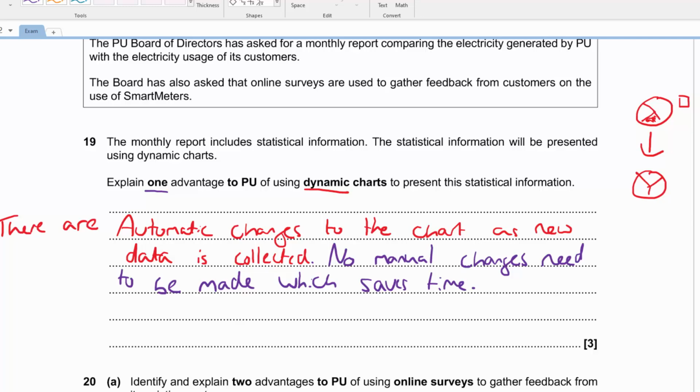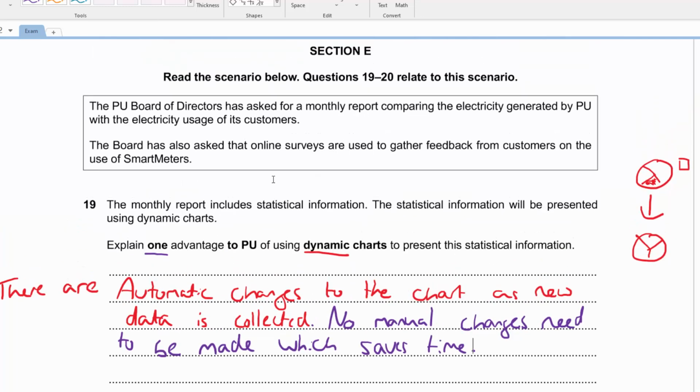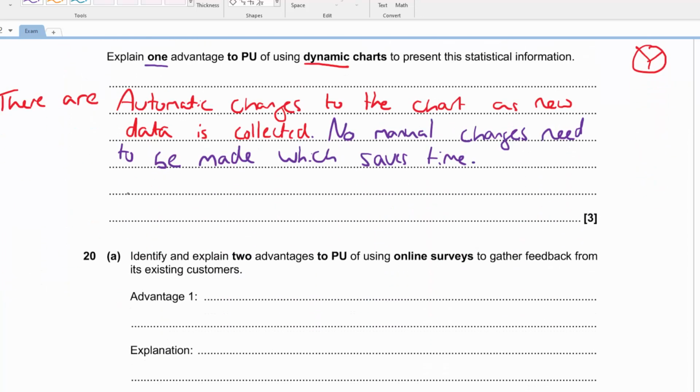That'll give us a second mark, but what can we add to get our third mark? Well, thinking of our scenario, it mentions in our paragraph here, this wasn't wasted, this paragraph, because we're told it's about this board of directors. It's important they get the latest information. So we can say the board of directors will always get the latest information.